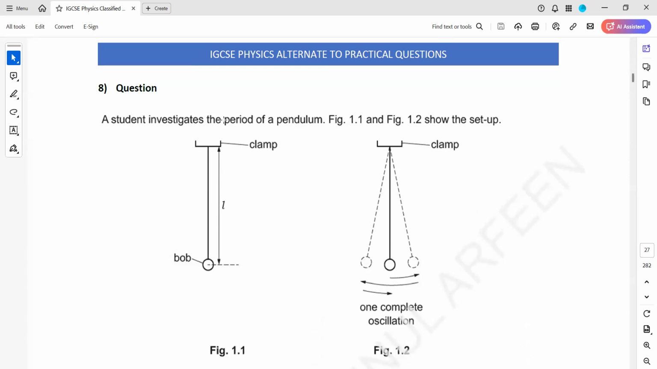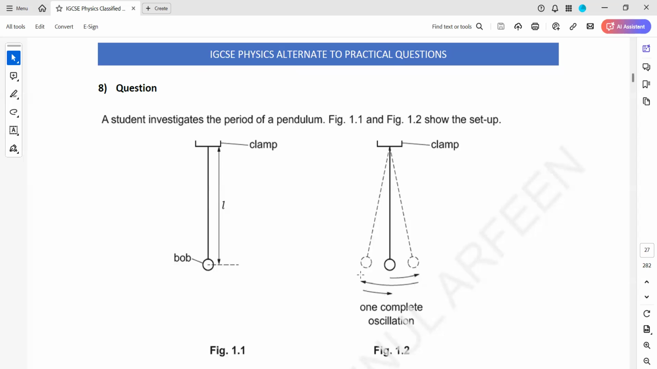A student investigates the period of a pendulum. Period means how much time the pendulum will take to move from one extreme position to another and then return back. For example, if you release a pendulum from point A, the pendulum will move to position B and then to C and then return back. That is known as the time it takes to move from one extreme position to another and then return back. That's known as the period of oscillation or the time period.